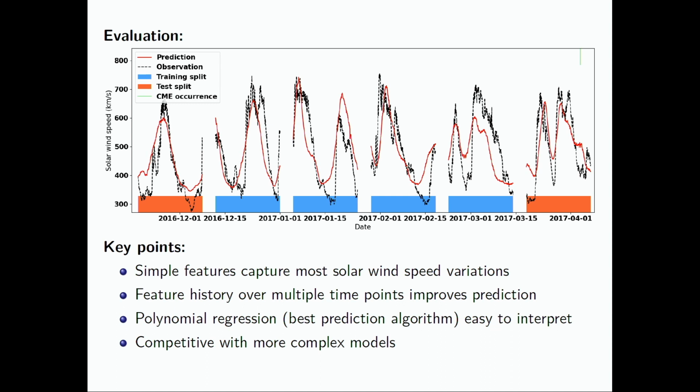We see that the black line is the actual observed solar wind speed, and the red line is my prediction. We can see that I am able to really nicely capture the variations in the solar wind speed.